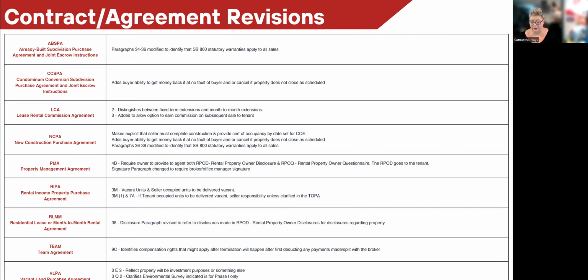Clarification for the team agreement stating that if there is a cancellation and the compensation rights apply, that compensation will be after whatever amount is already paid to the broker. Then it'll be split according to the agreement throughout the team.